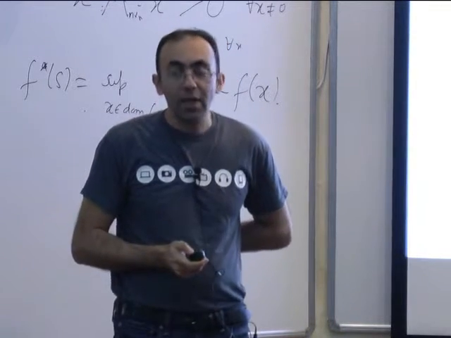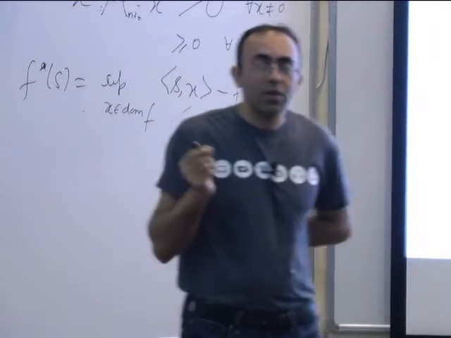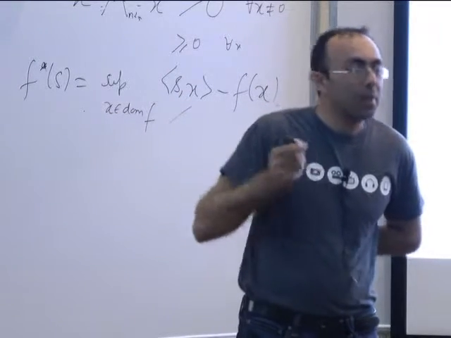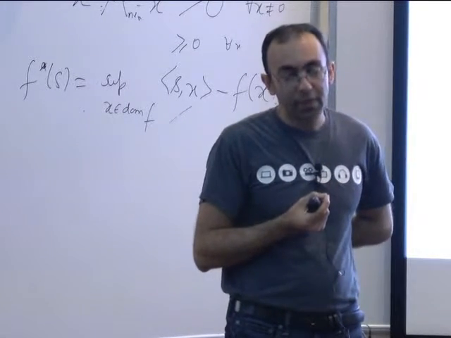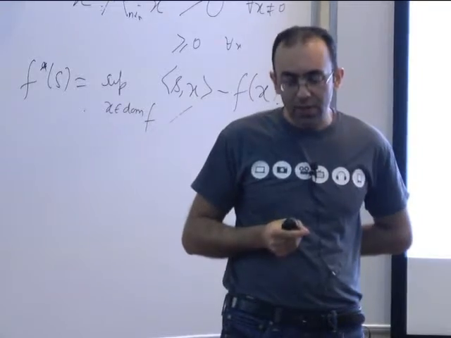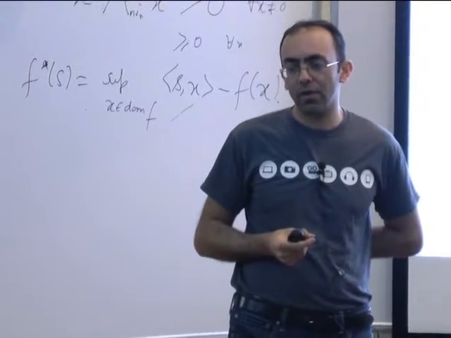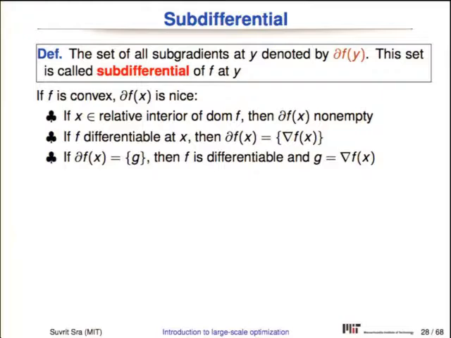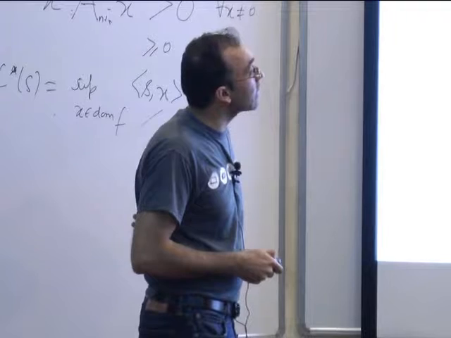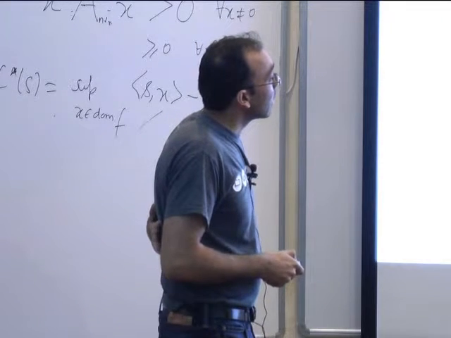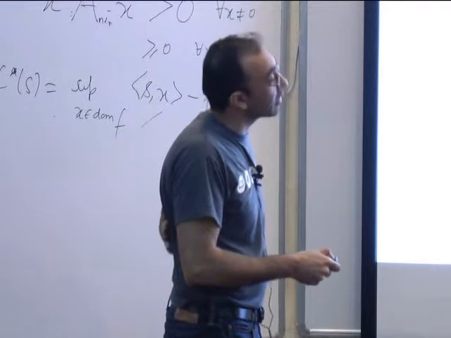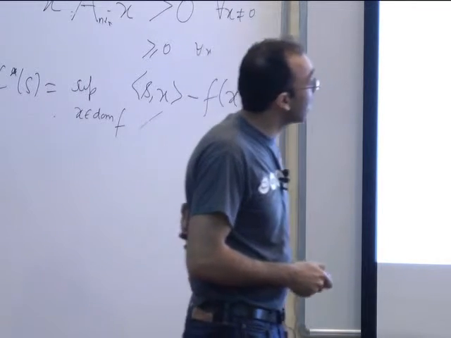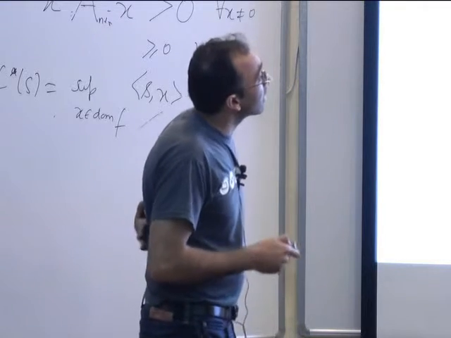Because we don't have a unique subgradient, there may be many subgradients, infinitely many. At a given point, the set of all possible subgradients is called the subdifferential. And if f is a convex function, then the subdifferential set is nice. For example, if it's differentiable, then that subdifferential set is a singleton containing just the gradient, and vice versa. So let's look at an example.